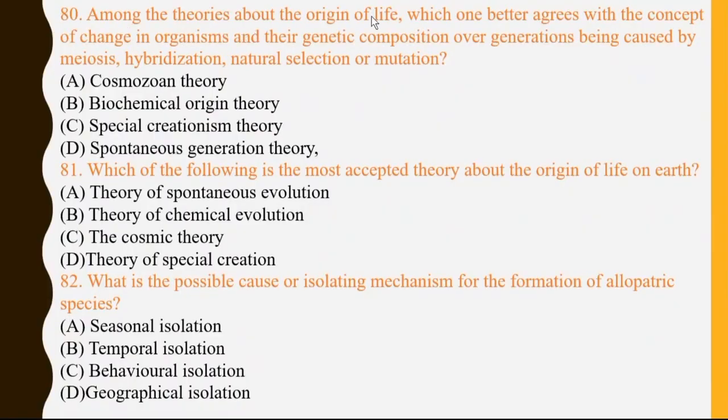Among the theories about the origin of life, which one better agrees with the concept of change in organisms and their genetic composition over generations being caused by meiosis, hybridization, natural selection or mutation? A, Cosmozoan theory. B, Biochemical origin theory. C, Special creationism theory. D, Spontaneous generation theory. So the correct answer is choice B, known as the biochemical origin theory.